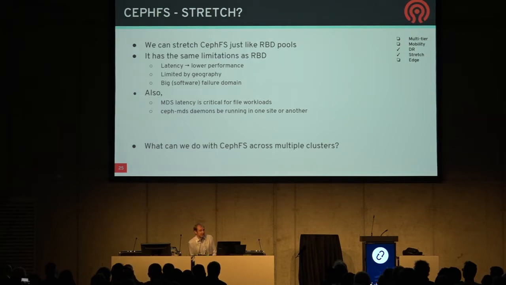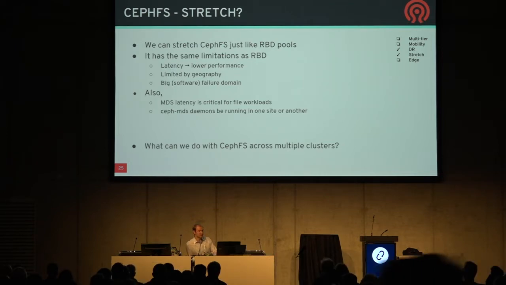So we can stretch a CephFS cluster the same way we can stretch an RBD cluster. It has all the same capabilities and all the same limitations. Again, latency is critical. You have this big failure domain across multiple sites, so you've got to be pretty careful. The one kink is that CephFS has this additional metadata server daemon that you're communicating with for file metadata operations. And it turns out that for file workloads in general, metadata performance is critical. Those metadata servers are going to be running either in one data center or another, and so if you have additional latency, the application performance is going to suffer. So again, stretch clusters might solve some use cases, but they're really not a general purpose solution.